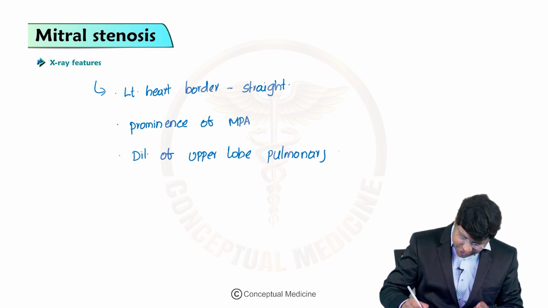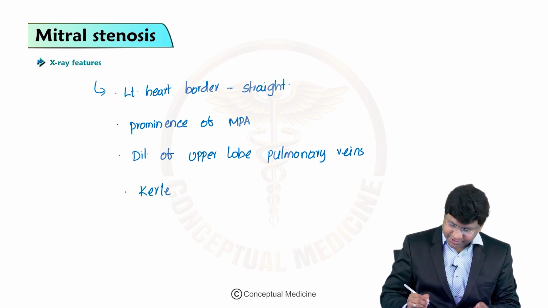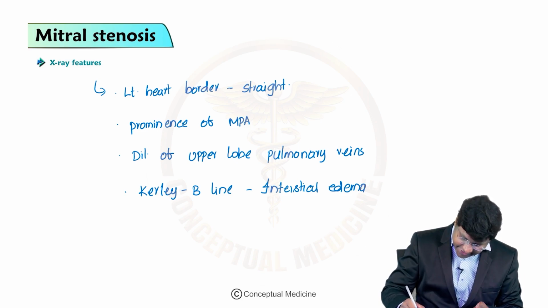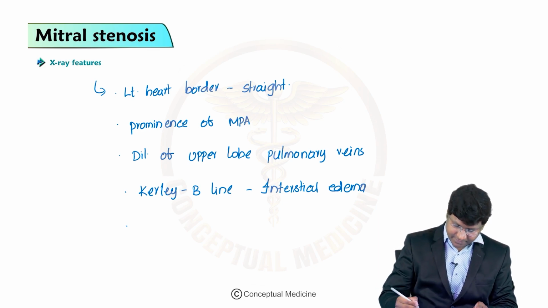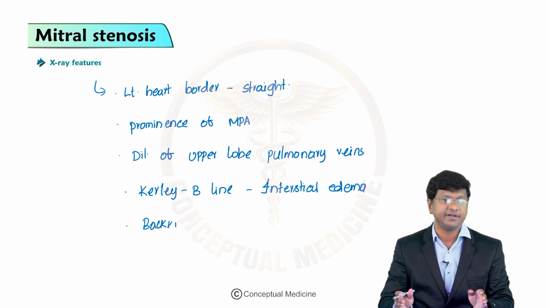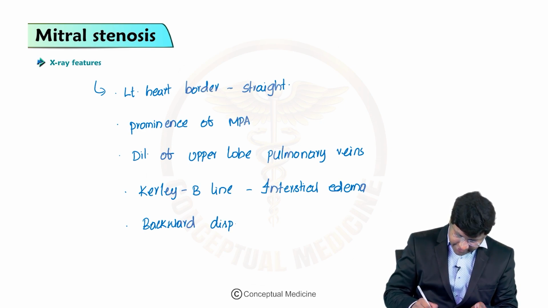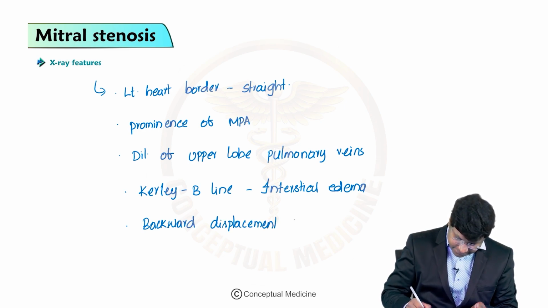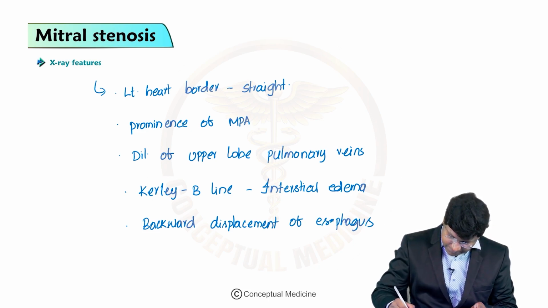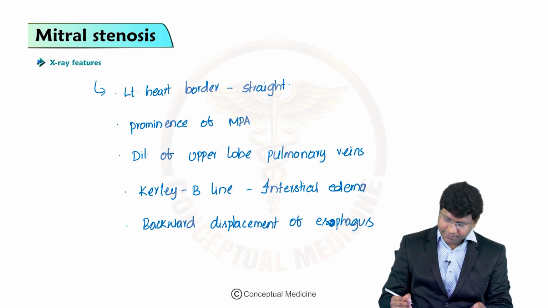And why will there be dilatation of the upper lobe pulmonary veins? That is due to increase in the pulmonary venous pressure. And there will also be Kerley B lines. These Kerley B lines are mainly due to the presence of interstitial edema. Then if you take the esophagus, when the left atrium is enlarged, if there is a giant left atrium, there will be backward displacement of the esophagus.